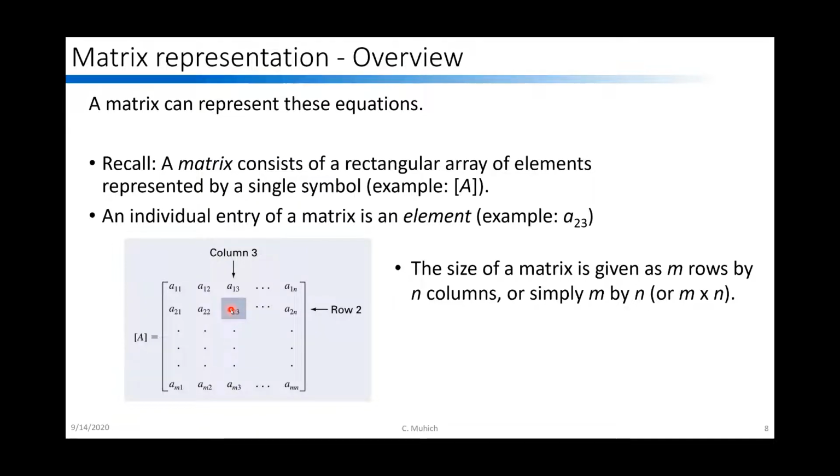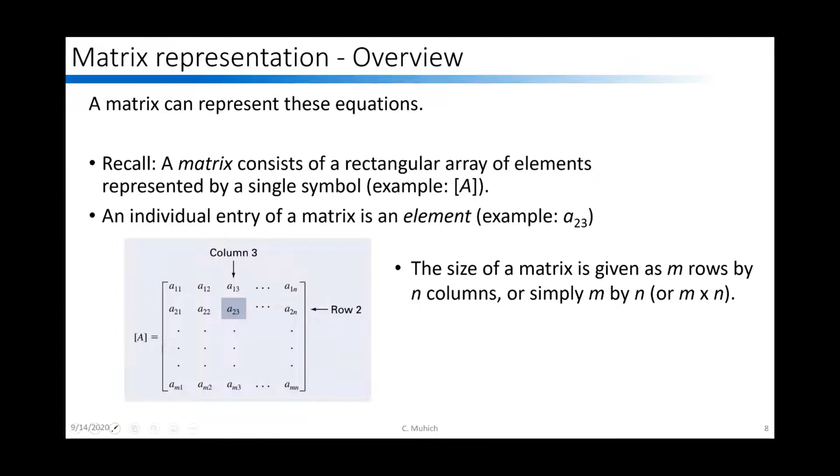We can say a little more about the matrix by looking at its size, which is given by the number of rows and the number of columns. So the number of rows may be m and the number of columns n, and we refer to it as having a size m by n. So maybe a 3 by 4 matrix.